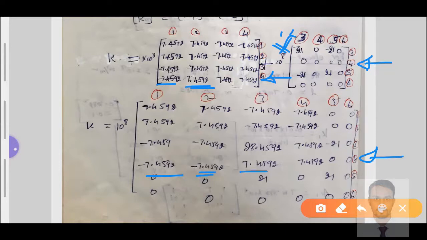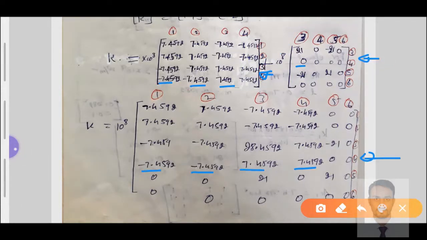Then fourth row, third column, we need to get this value. Fourth row, third column we have here, this one: 7.4592 plus 0, that is equal to 7.4592. Fourth row, fourth column, we need to get this one. Fourth row, fourth column here we have, and also in the next matrix, 7.4592 plus 0 is equal to 7.4592. Fourth row, fifth column, 0. Fourth row, sixth column, 0 we have taken.